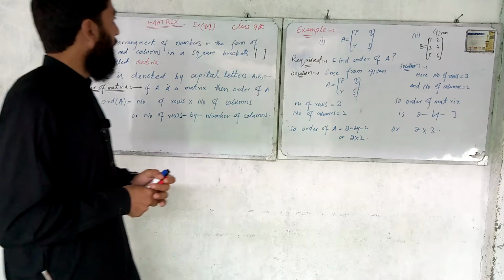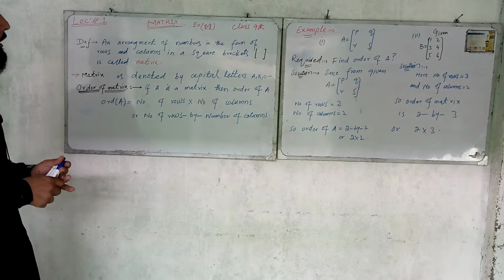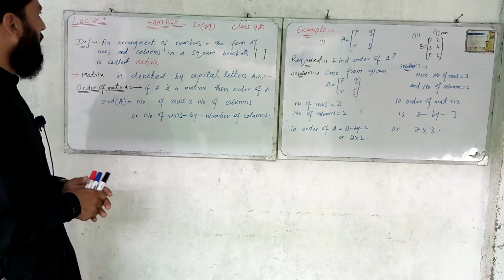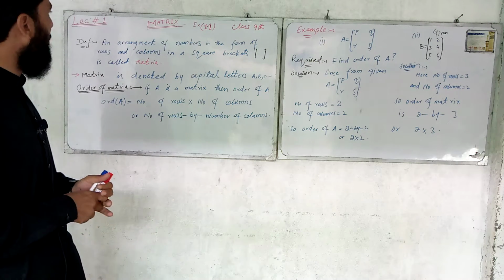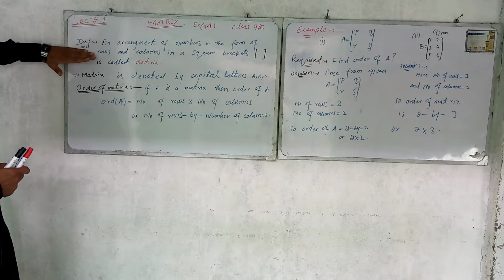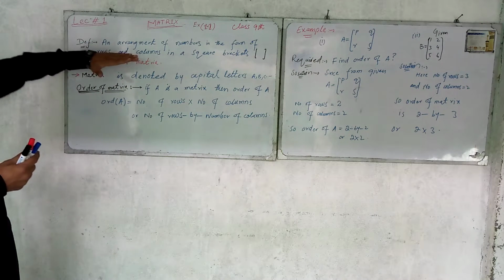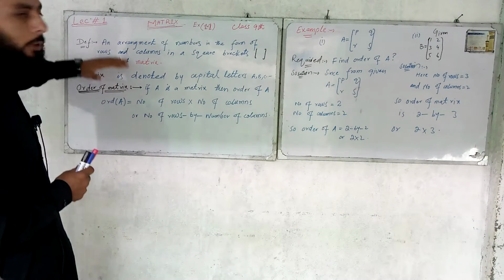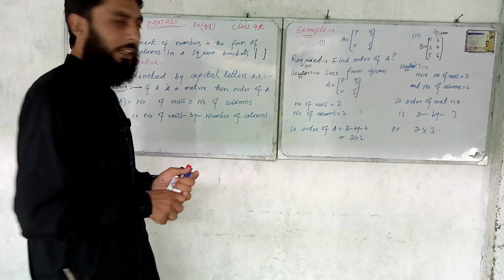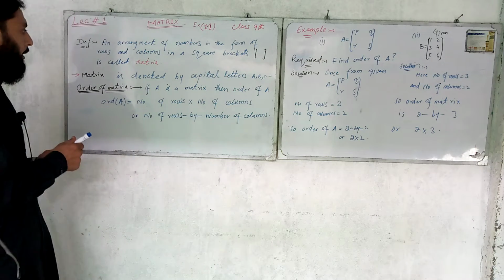In this KPK syllabus book, the first chapter is about matrix. Introduction to matrix, lecture 1: we define a matrix as an arrangement of numbers in the form of rows and columns in square brackets.